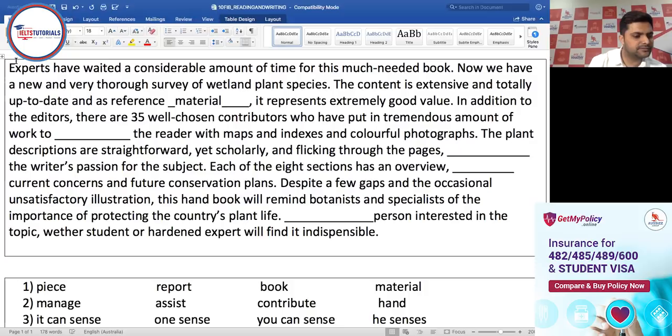I think I'm missing a word over here. And a reference material. Okay. It represents extremely good value. So here again, we are talking about the content.